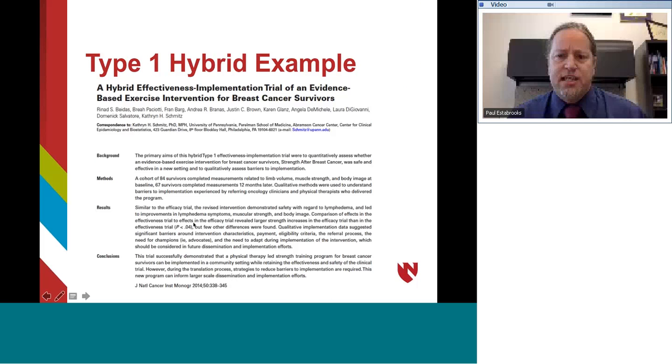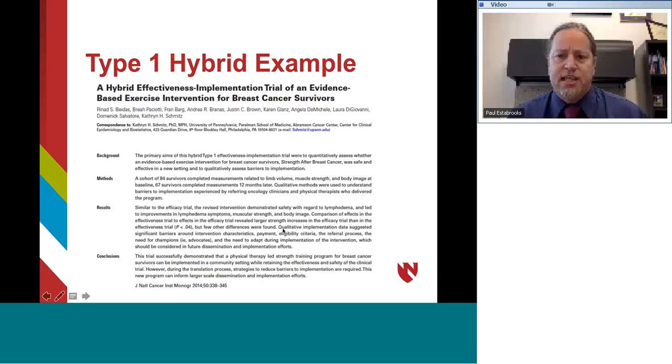Apologies for that. When you look down at the results here, again, you can see the key piece of a hybrid design where it talks about the effectiveness trial. It worked to improve lymphedema symptoms, muscular strength, and body image. Now, the effect for the effectiveness trial was a little bit lower than the effect that they found in the efficacy trial, which is not unusual, but it worked out pretty well from an effectiveness standpoint.